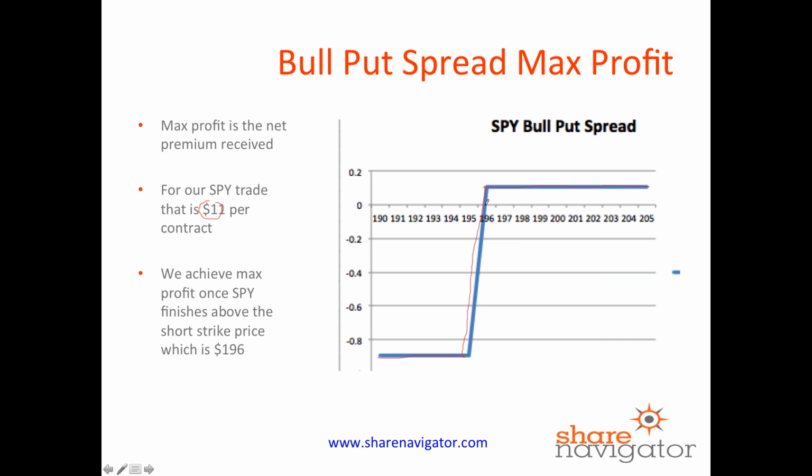Now, we achieve our max profit when the share price finishes above 196. So when you're placing a bull put spread, once the share price finishes above the short strike price, you're going to make your full profit.